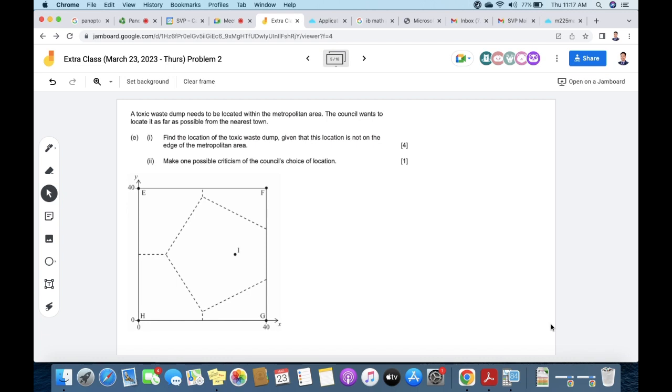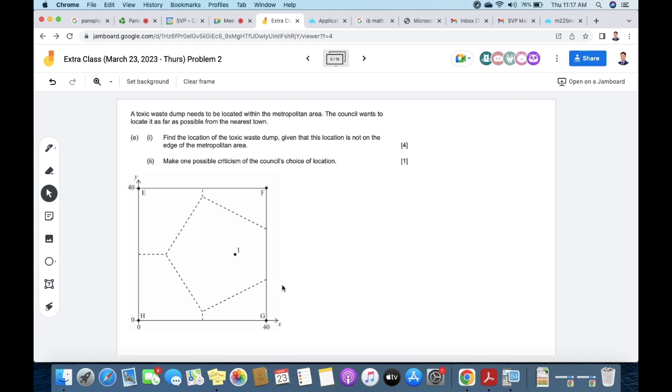Okay, so let's start. Here we have a toxic waste dump, which has to be located within the metropolitan area. So the entire space here is the metropolitan. So they wanted to locate it as far as possible from the nearest town. Here we don't have a choice but to place the toxic dump near a town. One of the towns will be nearer to the toxic dump compared to the other three, or to the nearest town rather.